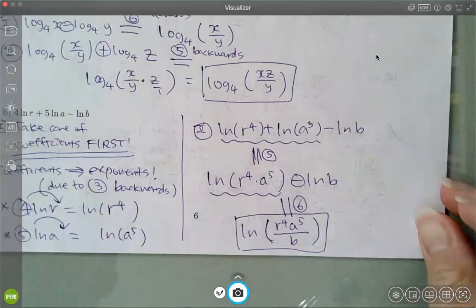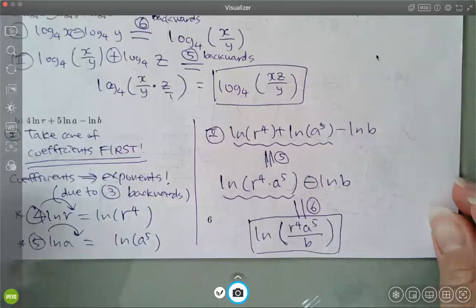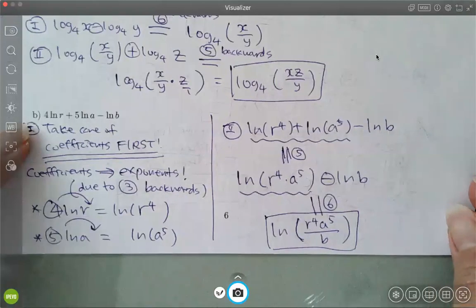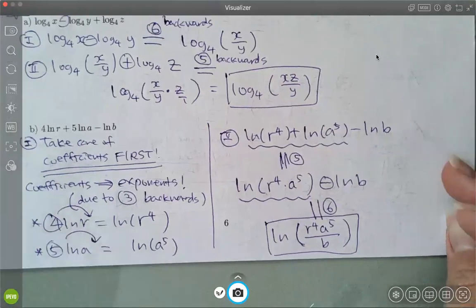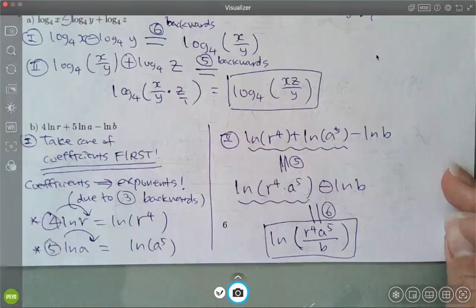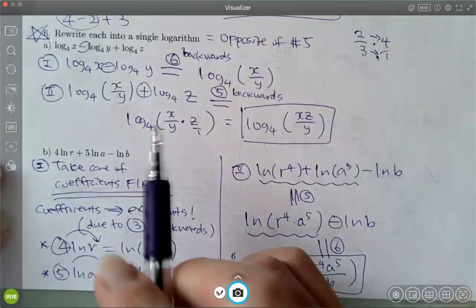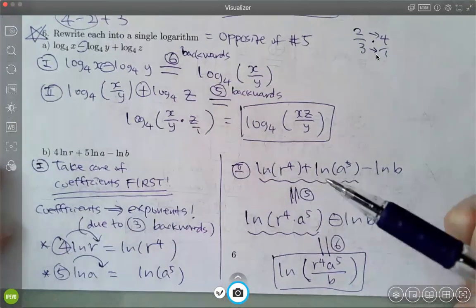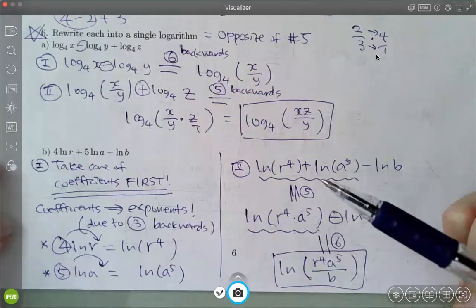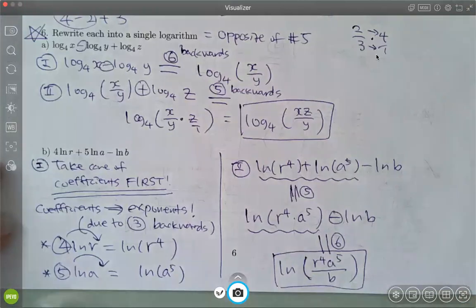So again, recap: whenever there is a coefficient or a number in front, take care of that first, which becomes the exponent, and then apply rule number 5 or 6. If there are no coefficients, then you can go from left to right. So whenever there's a coefficient, you have to take care of that first. Any questions on rewriting into a single log and expanding logs?